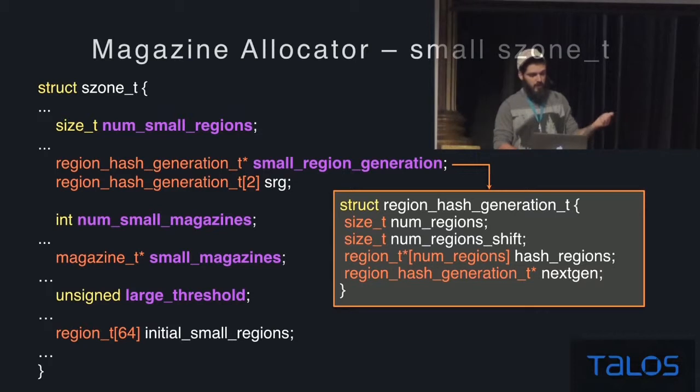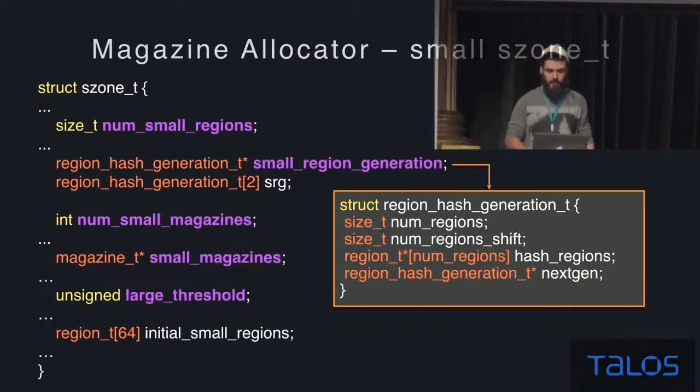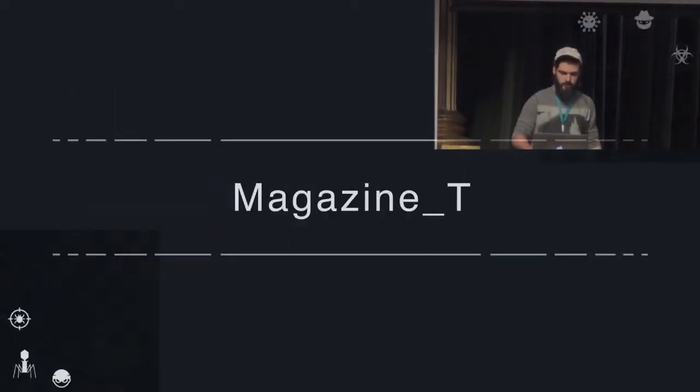And notice they have the number of small magazines, the small magazines themselves. Tiny also has the number of tiny magazines and the tiny magazines themselves. So that's how you can actually access those things. And we have large just for completeness.